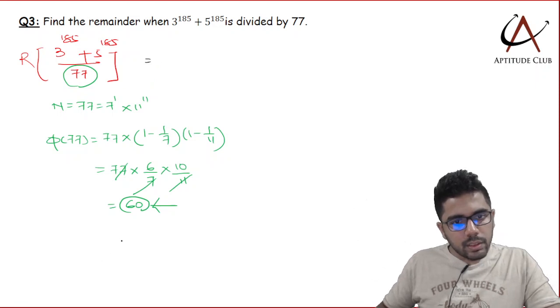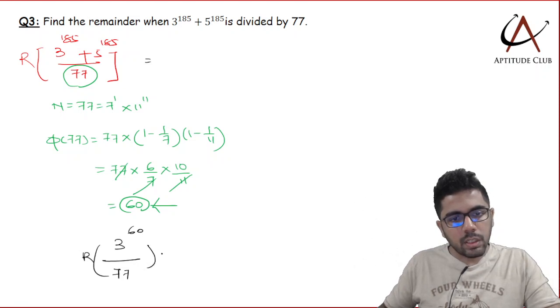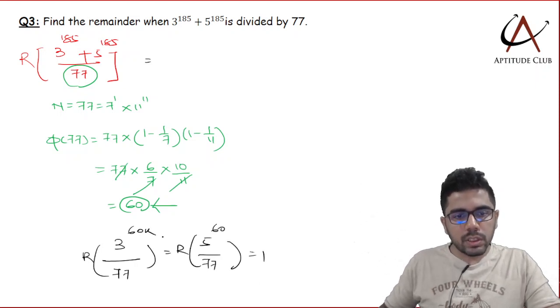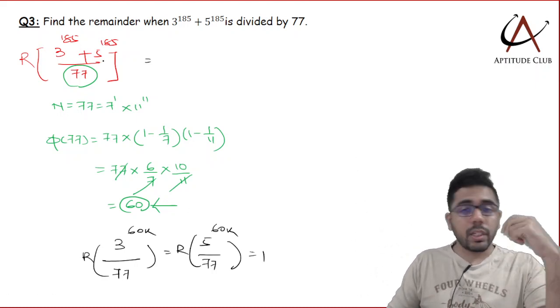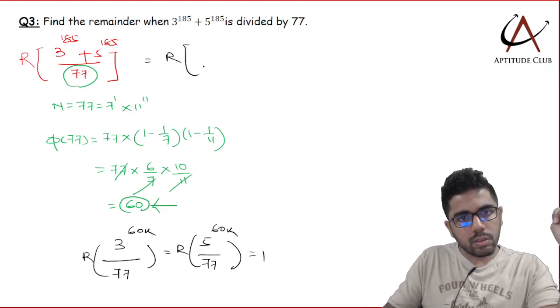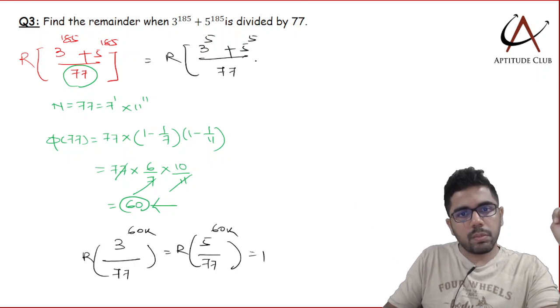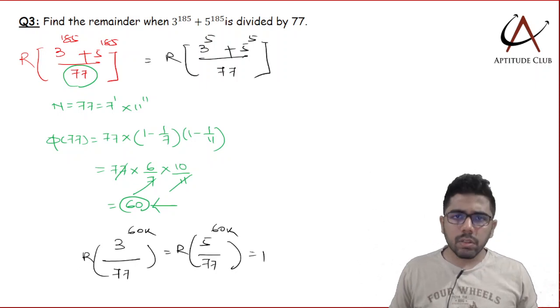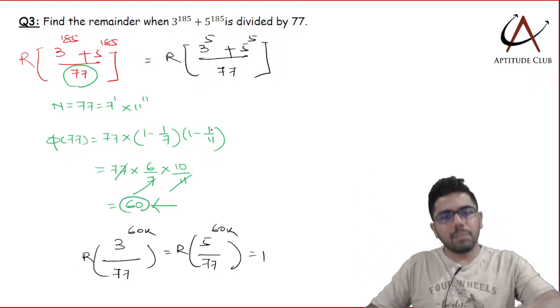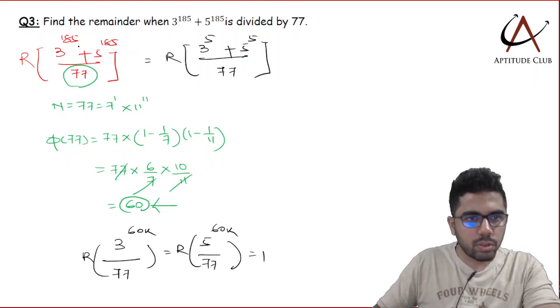So that means I can write 3 to the power 60 divided by 77. जो भी रिमाइंडर आएगा, it is same as remainder of 5 to the power 60 divided by 77. Same remainder 1 आएगा. And not just 60, any multiple of 60 में भी remainder 1 आएगा. तो 185 है, अगर मैं 180 तक रिमाइंडर 1 है, so I can reduce the numbers to 3 to the power 5 plus 5 to the power 5 divided by 77. देख रहे हो, 185 से just reduce to 5 because 180 तक तो रिमाइंडर 1 ही है, तो why do that? So next time gradually with practice you can skip that step.